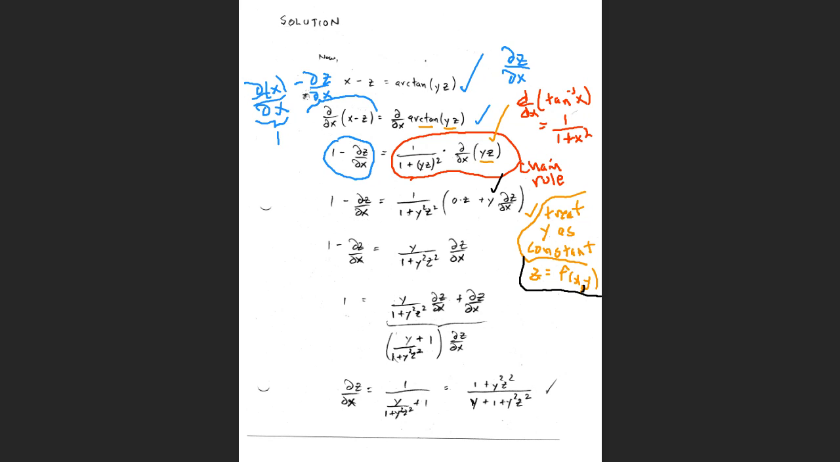So we get here. Right, because z is a function of x and y. We're differentiating with respect to x. So z can't be treated as a constant at all. But we treat y as a constant. So, okay, we get down to here.